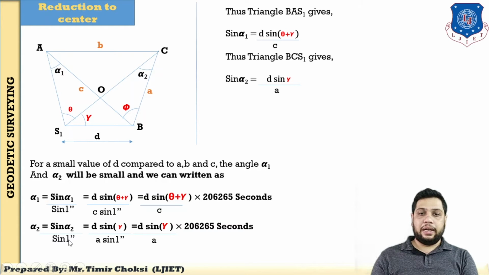Similarly, we find alpha 2. Alpha 2 equals sine alpha 2 divided by sine 1 second. Put the value of sine alpha 2, D sine gamma divided by A, and 1 upon sine 1 second on a calculator is 206265 seconds. So I multiply by 206265 seconds. The final formula is alpha 2 equals D sine gamma divided by A into 206265 seconds.